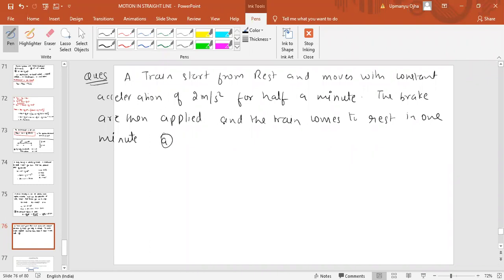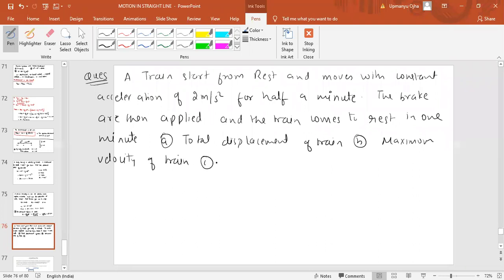You have to find part A, the total displacement of the train. Second part, maximum speed of the train, maximum velocity of the train. So you can find the maximum velocity and displacement of the train. Try this problem now.